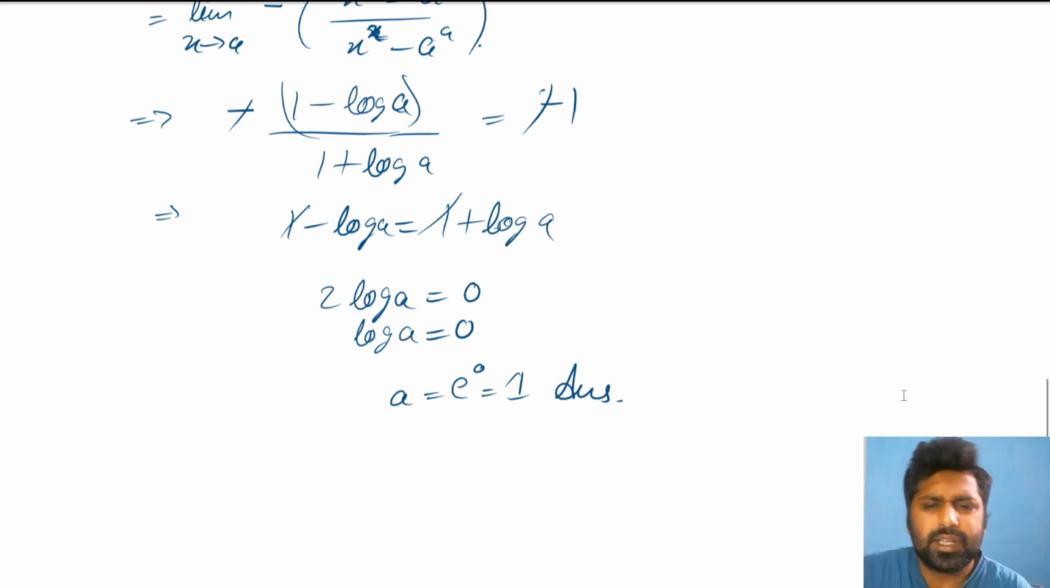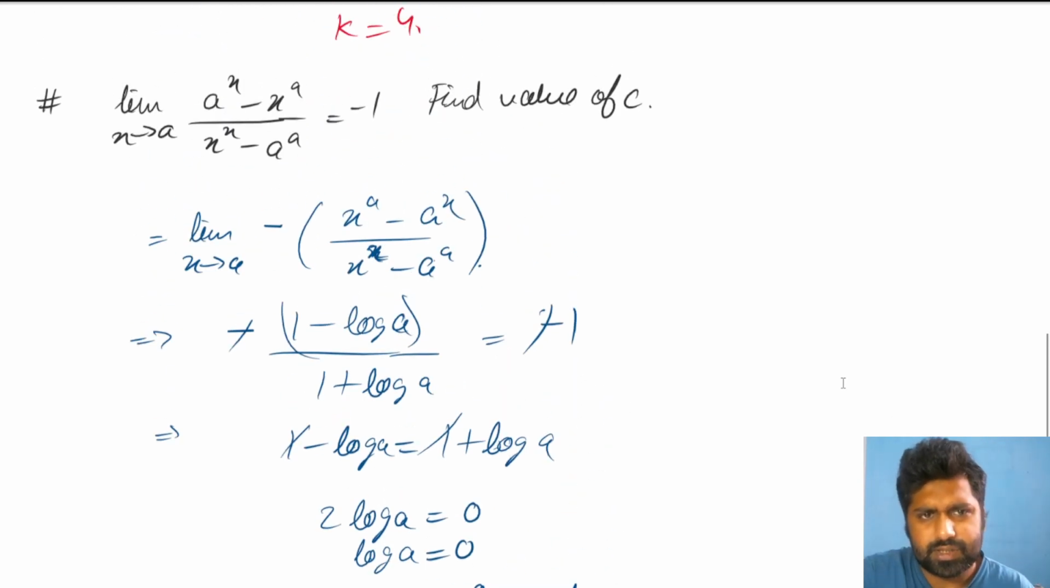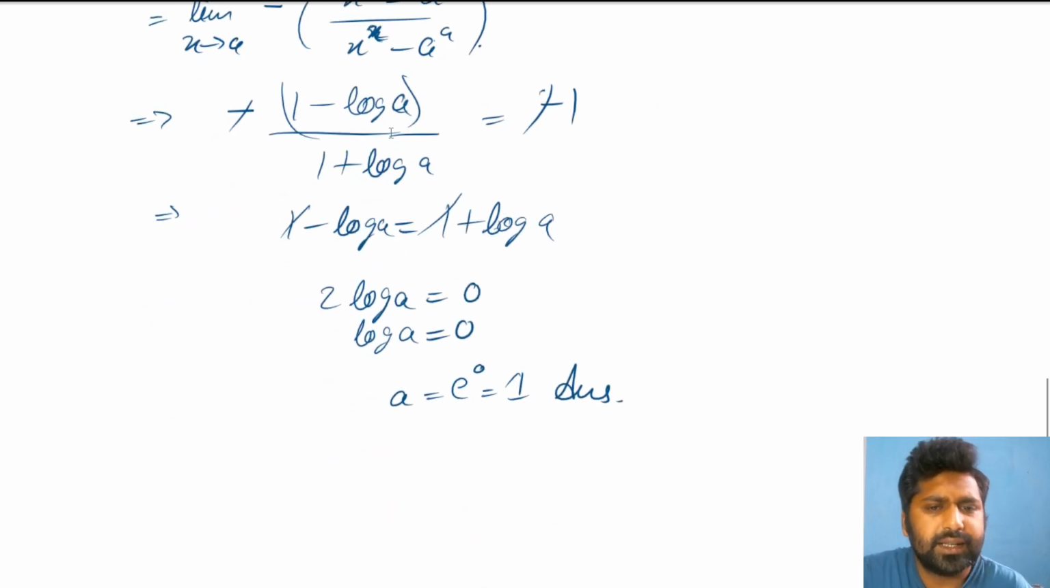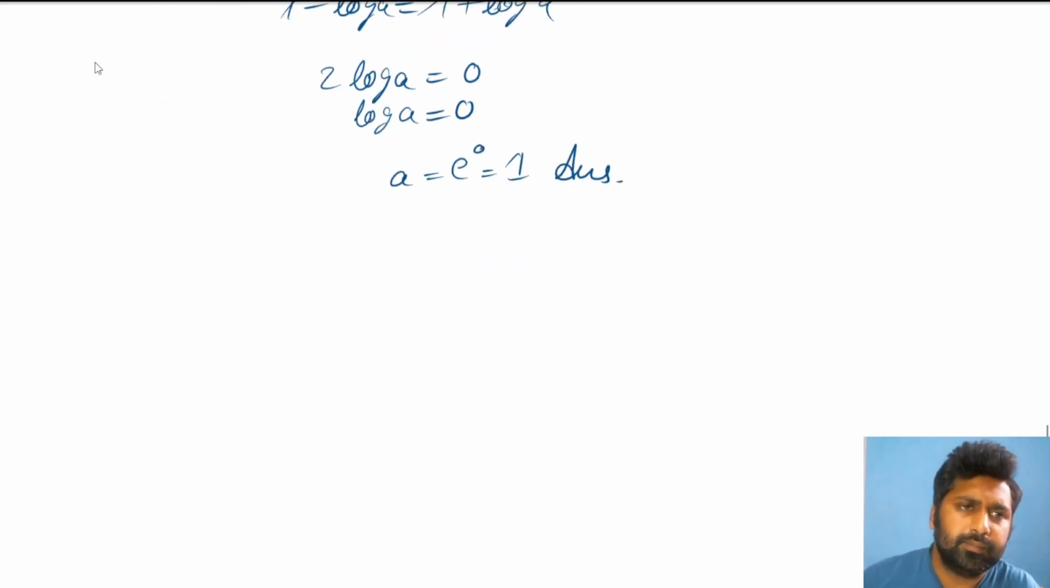So they can manipulate the question like this also. Instead of directly asking for the limit, they can ask to find the value of a. They have given this as minus 1 here; they can give us minus 2 also, minus 3 accordingly, or anything. All right, next question.